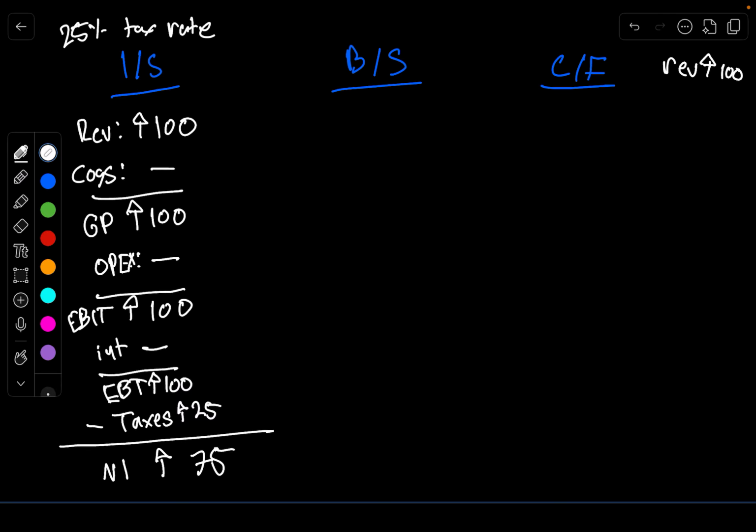So over here, we know how this $100 increase in revenue is going to impact our income statement. What I always want you guys to do whenever you're walking through any of these is first you're going to talk about the income statement, then you're going to talk about the cash flow statement, and then you're going to talk about the balance sheet.